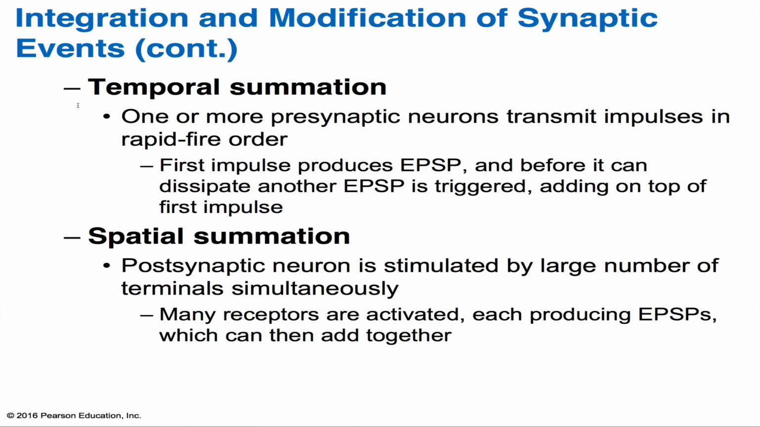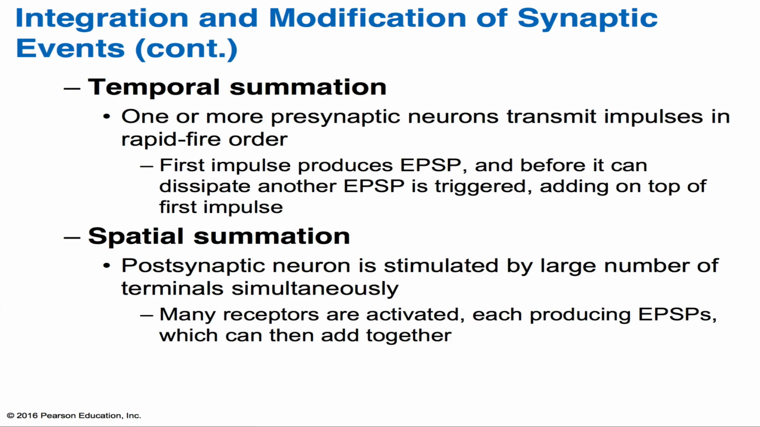Temporal summation occurs when one or more presynaptic neurons transmit impulses in rapid-fire order, and bursts of neurotransmitters are released in quick succession. So the first impulse produces a small EPSP, and before it can dissipate, another EPSP is triggered, adding on top of the first. These summate, or add up, producing a much greater depolarization of the postsynaptic membrane than we would get from a single EPSP.